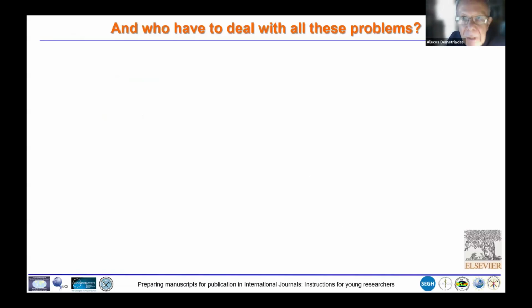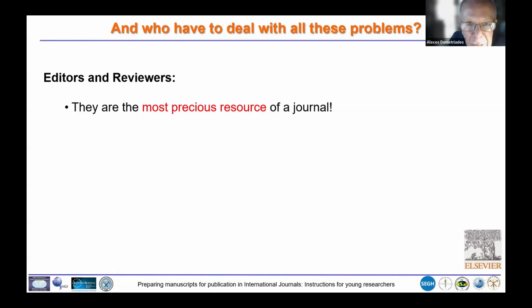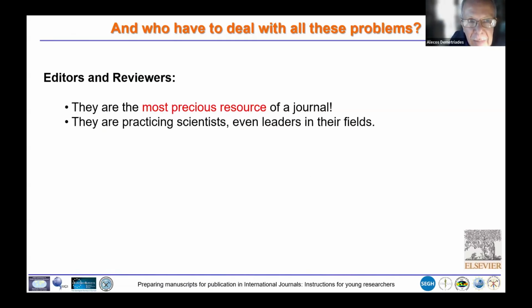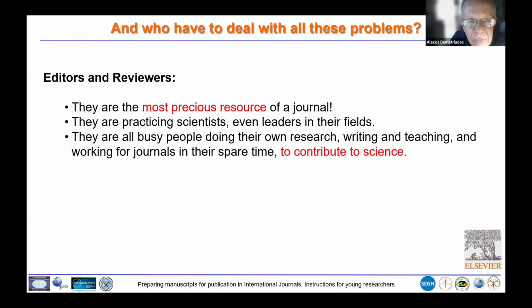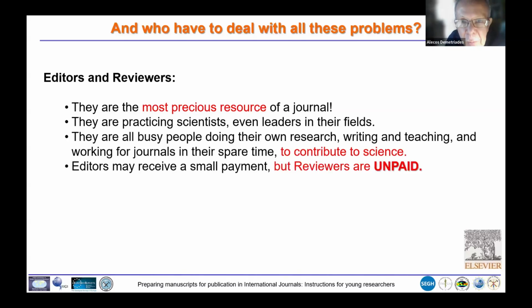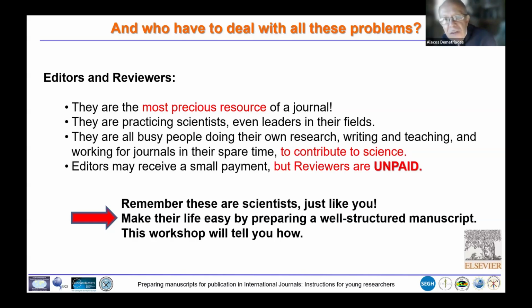And who has to deal with all these problems? Editors and reviewers. They are the most precious resource of a journal. They are practicing scientists, even leaders in their fields. They are all busy people doing their own research, writing and teaching, and working for journals in their spare time to contribute to science. Editors may receive a small payment, but reviewers are unpaid. Please remember this. These are scientists just like you. Make their life easy by preparing a well-structured manuscript. This workshop will tell you how.